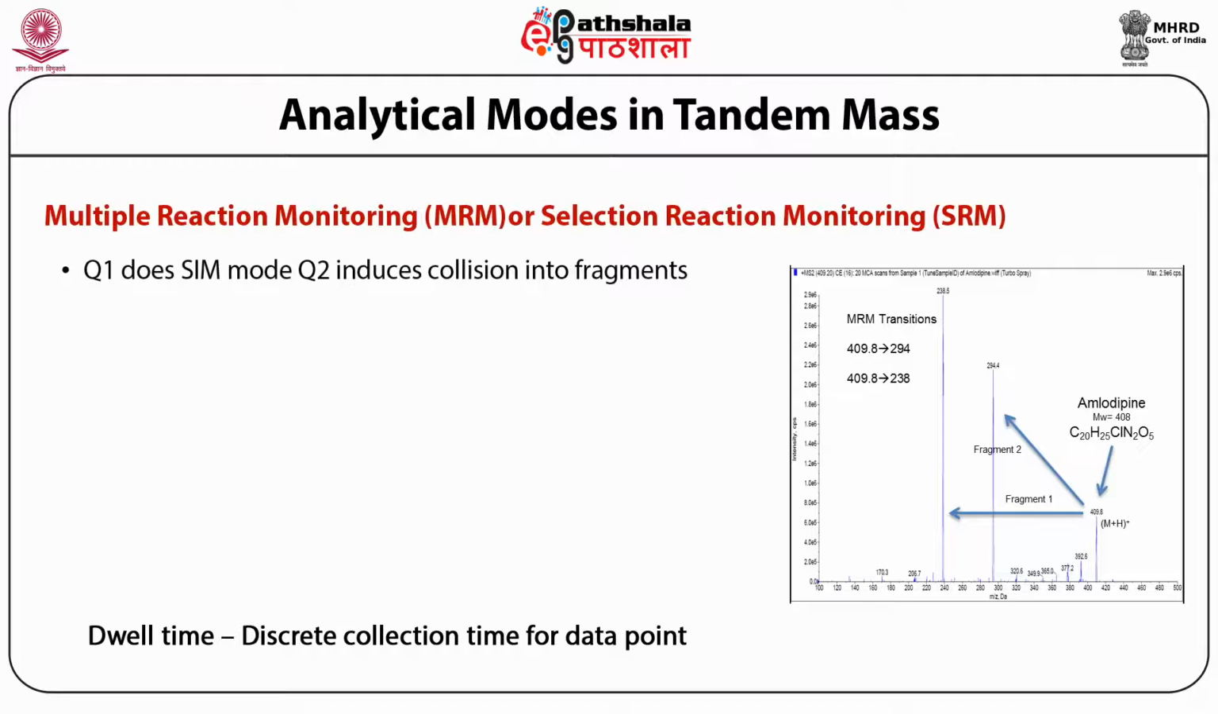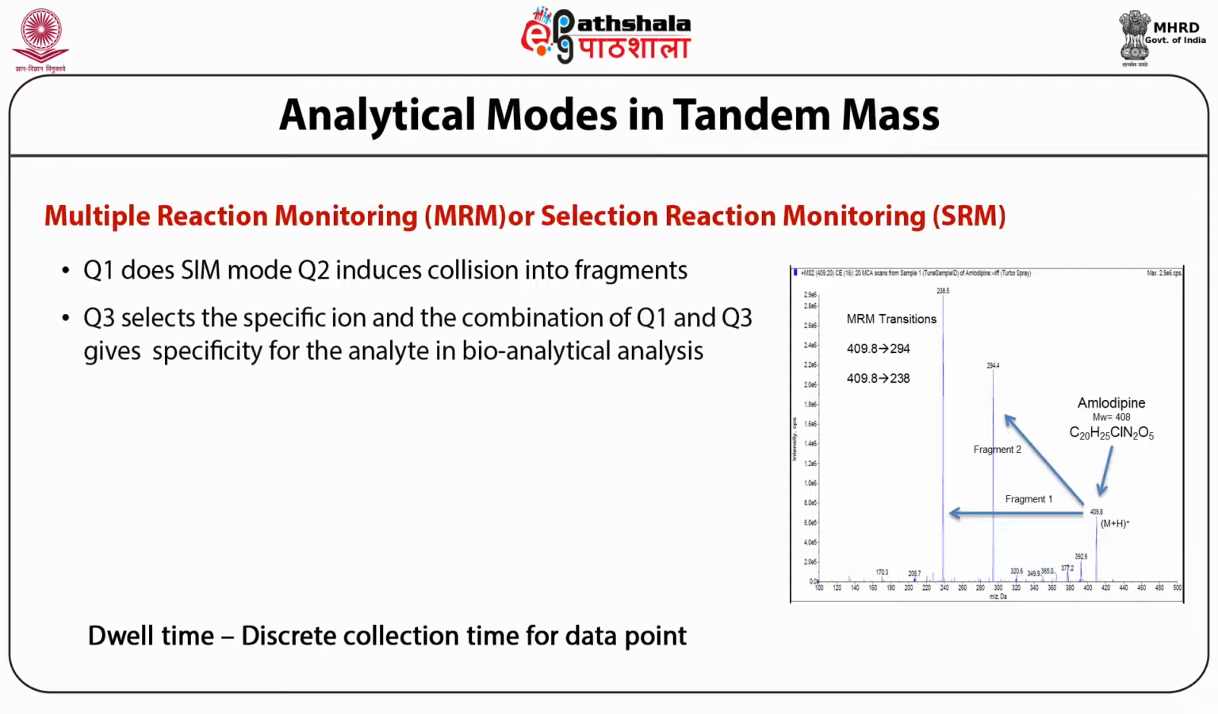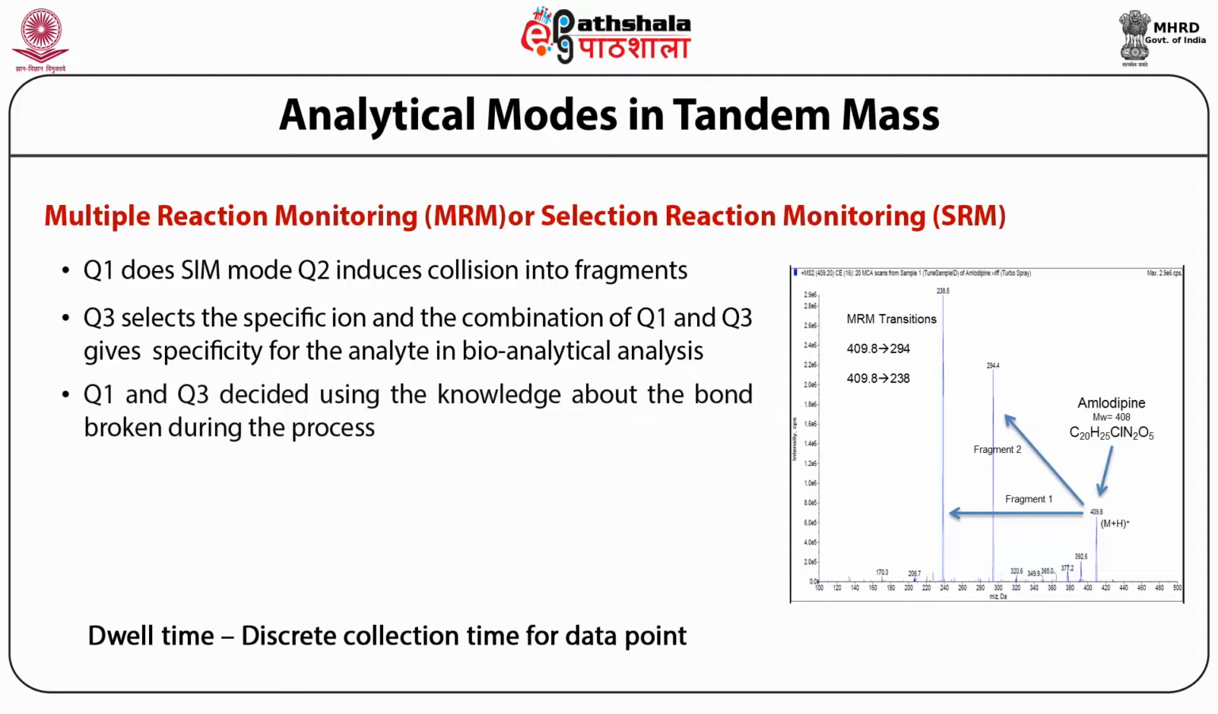Q1 does the SIM mode, that is single ion monitoring. It sends the ion, and Q2 induces collision to fragment it, where Q3 selects a specific ion. This combination of Q1 and Q3 gives specificity for an analyte in bioanalytical analysis. Q1 and Q3 are decided using the knowledge about the bond broken during the process.